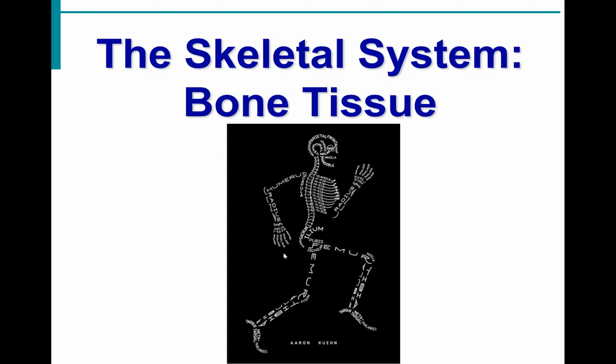Endosteum is a dense irregular connective tissue, just like the periosteum is. Remember, they're identical that way. The only real difference is their location. The dense irregular connective tissue on the outer surface of the bone is the periosteum. The dense irregular connective tissue on the inner surface of the bone is the endosteum.